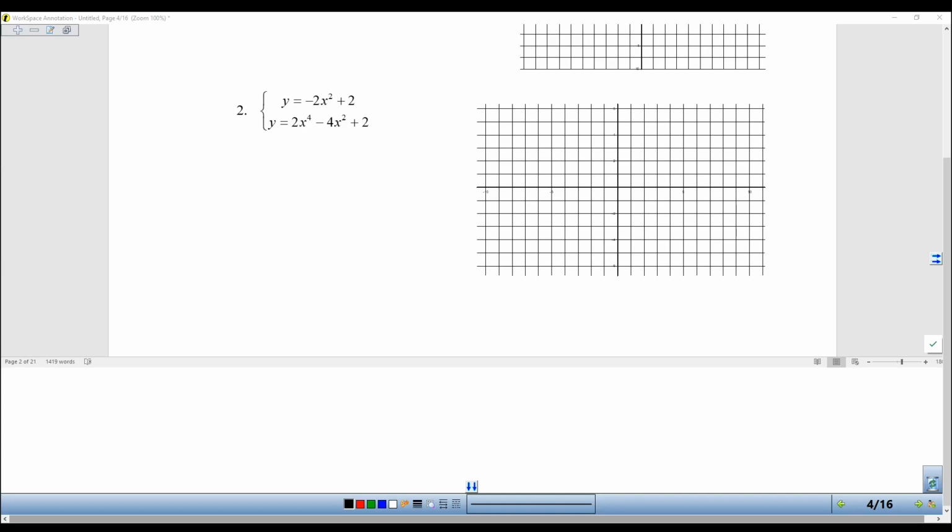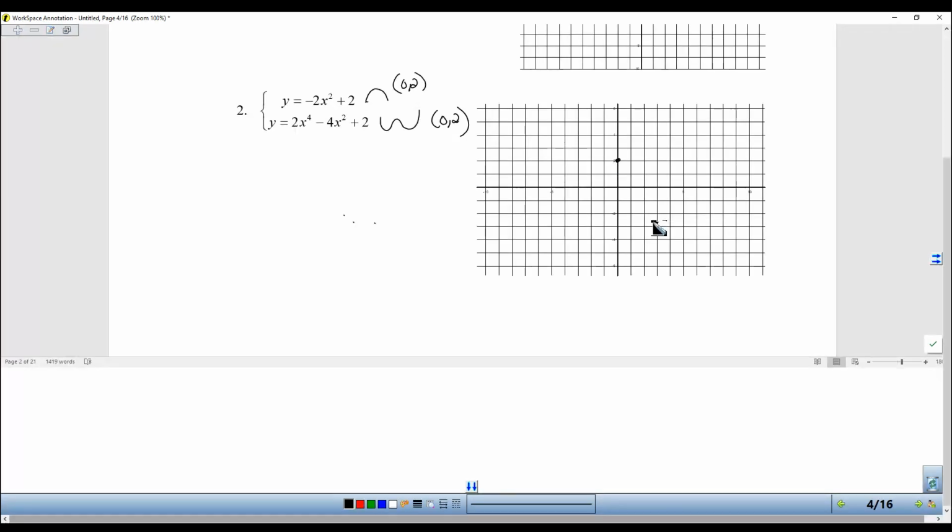Number 2, I have another parabola that's going to be down, and then I have a quartic function, which means it's going to make a W since it's ending up. This one has a y-intercept of 2, and this one has a y-intercept of 2. So look at that. I already know one of the points of intersection. So let's graph the parabola first. This time you can just not even find negative b over 2a or factor or anything. This is just a parabola that has been moved up 2 but not left or right. So it's going to start there.